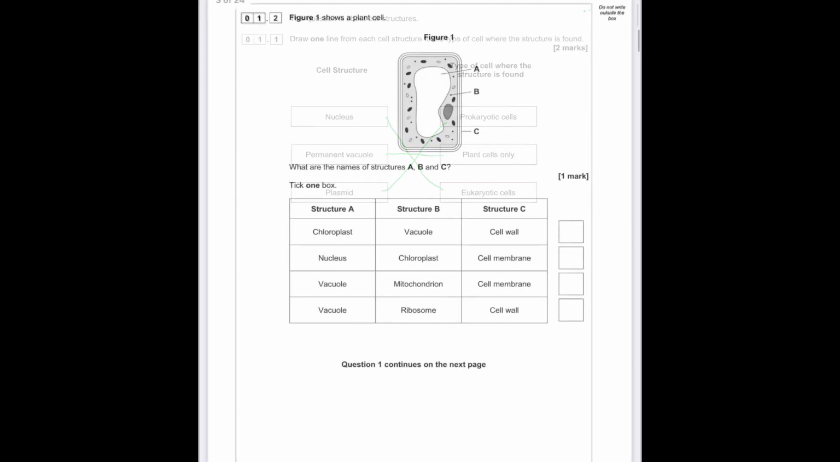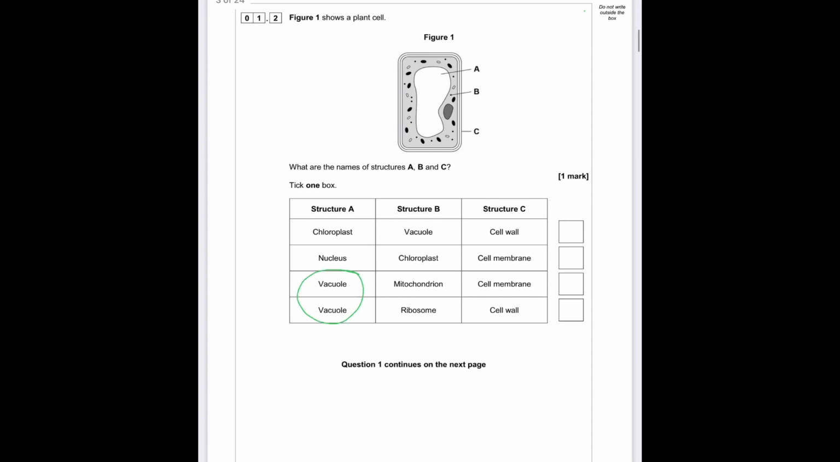So continuing with cells and cell structures, we've got to correctly identify structures A, B and C. Now if we look at structure A, it's the middle part of a plant cell, so it's going to be the vacuole. And part B is the place where proteins are synthesized, and that would be the ribosome. So it looks like this is going to be our correct answer here. Let's just make sure the outside of a plant cell is our cell wall. So our answer would be this one here.